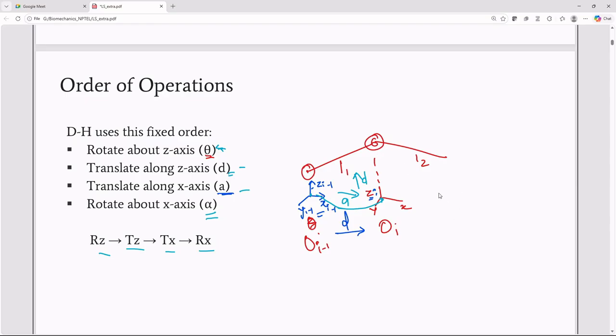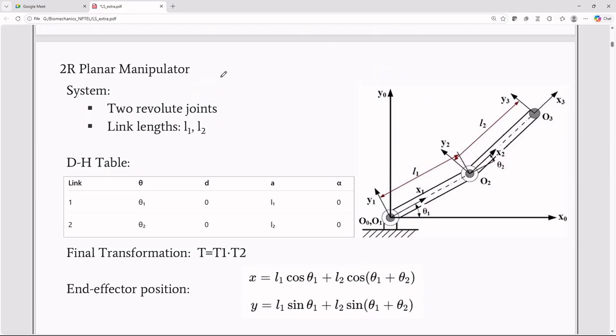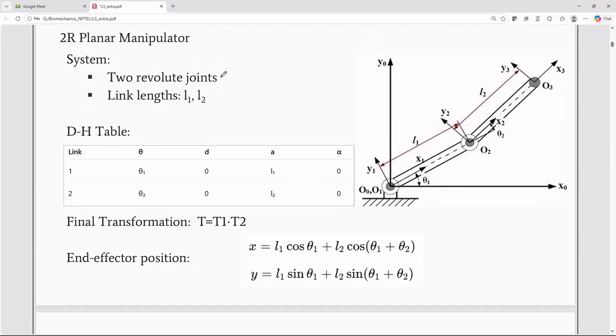Sorry, two joints or two links. Then that relation becomes the transformation matrix Ti. So in our previous sessions we have solved this 2R planar manipulator using simple linear algebra and trigonometry. So here is how we can solve it using our DH parameters.